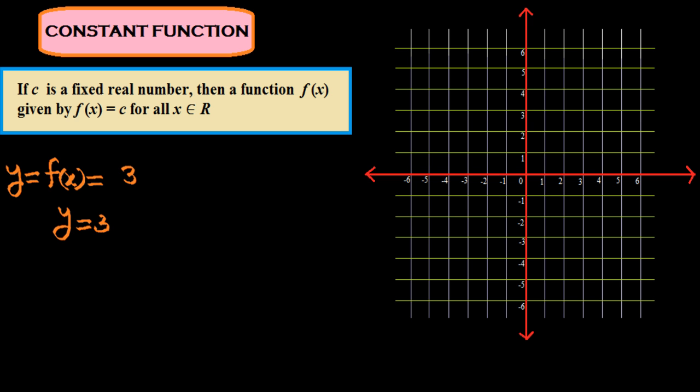This is our y-axis and this is our x-axis. So here y is equal to 3, y is equal to 3, y is equal to 3. So the line will always pass through these points. So I draw a line here.